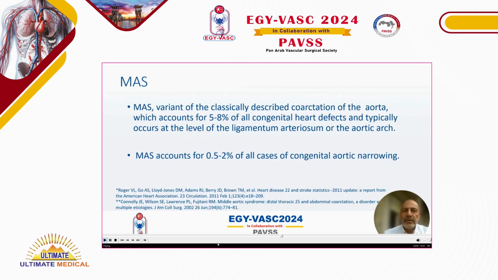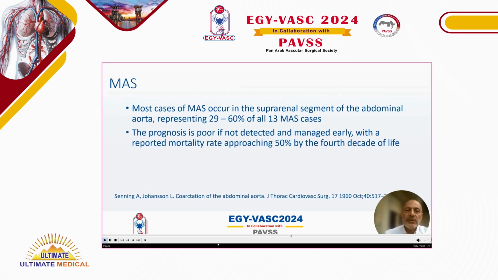Mid-aortic syndrome is a variant of classically described aortic coarctation, which accounts for 5 to 8% of all congenital heart defects. Mid-aortic syndrome accounts for 0.5 to 2% of all cases of congenital aortic narrowing. Most cases of mid-aortic syndrome occur in the suprarenal segment of the abdominal aorta, representing 29 to 60% of all mid-aortic syndrome cases. The prognosis is poor if not detected, and very dismal if not managed early, with a reported mortality rate approaching 50% by the 4th decade of life.